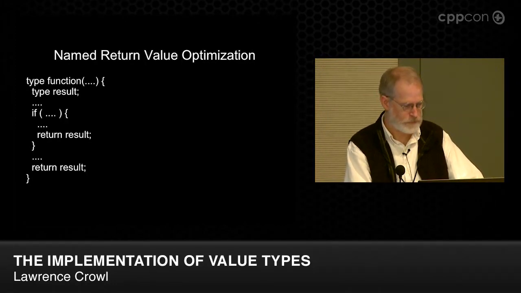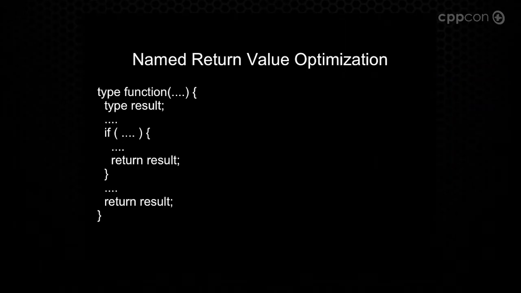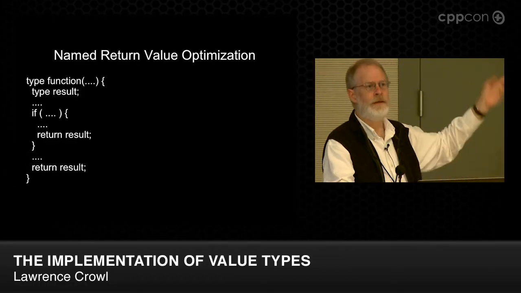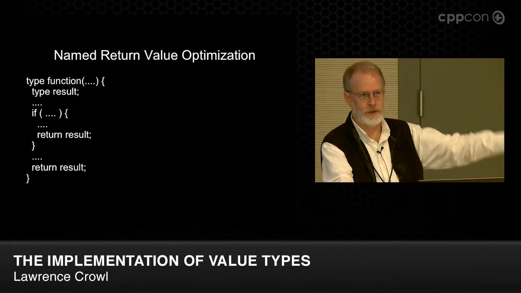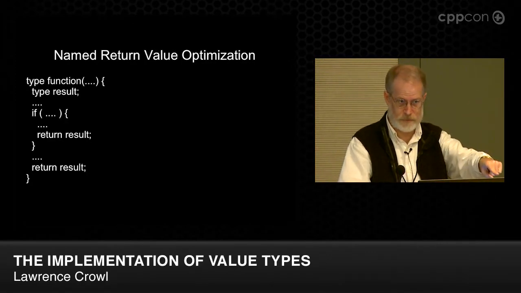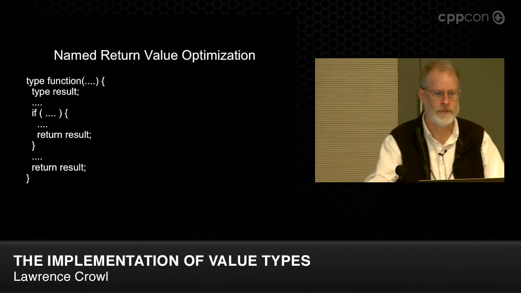How do you avoid slicing in that case? There can't be any slicing because you're returning the same type. So at the call site, they're allocating a new storage space for that particular type.